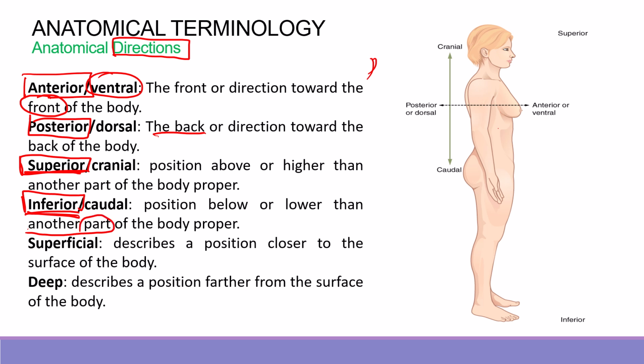Lastly, we have superficial and deep, right? Those are terms that antagonize each other. Superficial describes something that is closer to the surface of the body, while deep describes something that is far away from the surface of the body. If I told you before that the kidneys are deeper in the abdomen, we can say that if we have the stomach, which is more superficial, and we have the kidneys, which are deep, the stomach is superficial to the kidneys, which is the same to say that the kidneys are deep to the stomach.